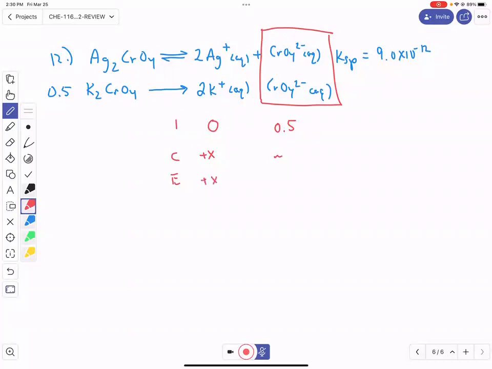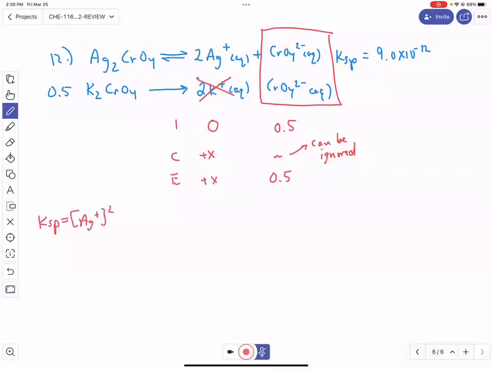So at equilibrium, I'm going to have X amount of silver, 0.5, right, can be ignored. And then 0.5 molar of that chromate in the solution. So now we can plug that into our KSP. KSP equals the concentration of silver squared times the concentration of chromate.